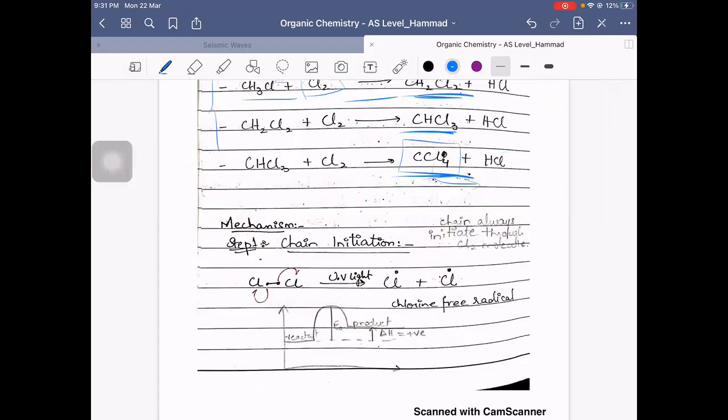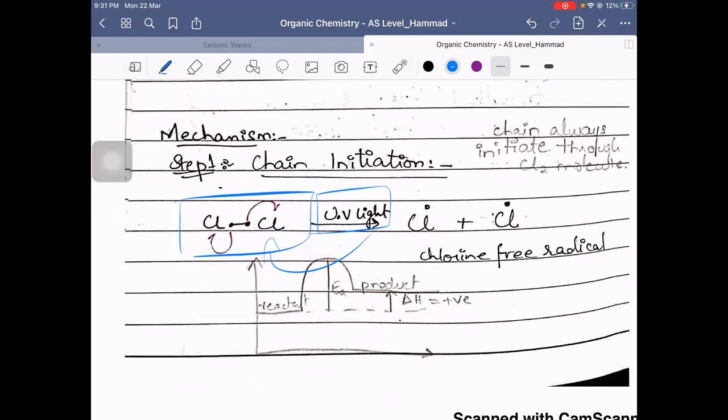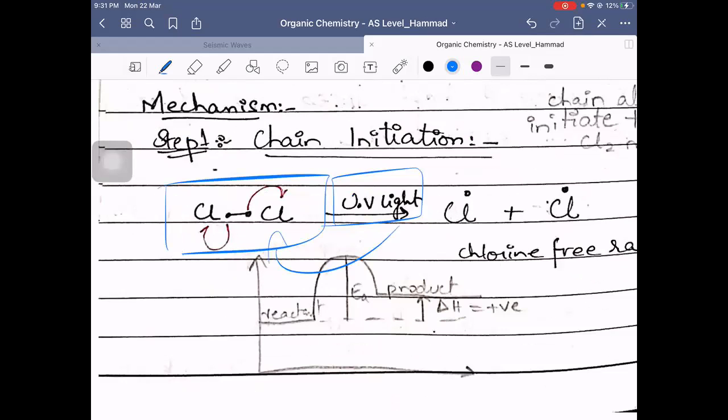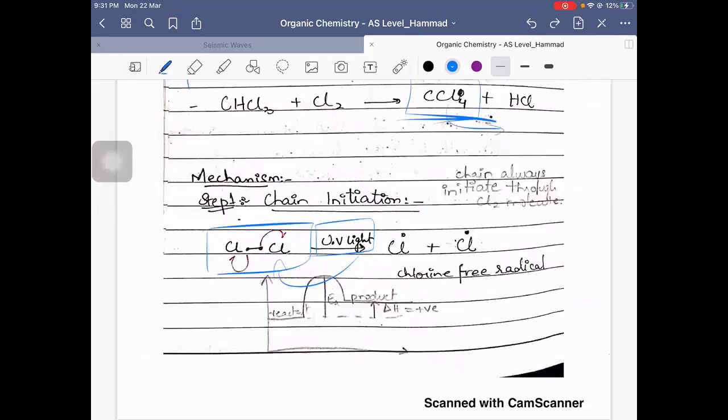It starts off with chlorine. UV light has the exact amount of energy required to break a chlorine molecule. Since it's homolytic fission, I've shown curly half arrows. I will be getting chlorine free radicals. Please understand that this is a bond breaking process and therefore I get an endothermic reaction graph.